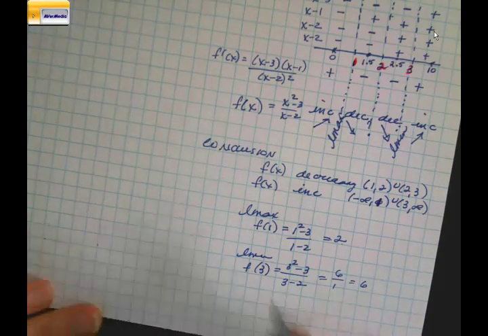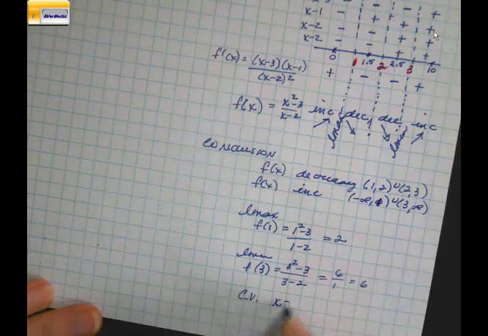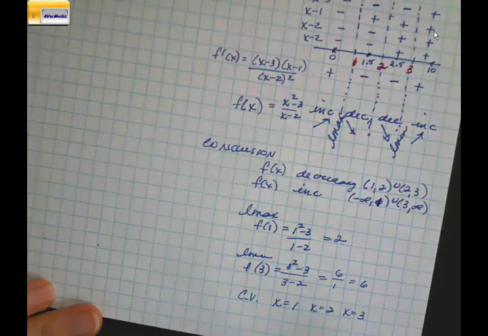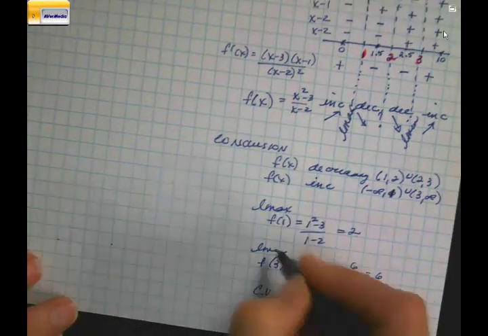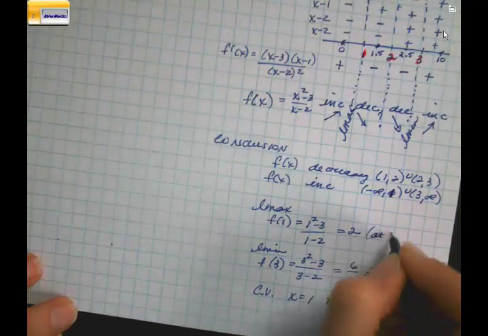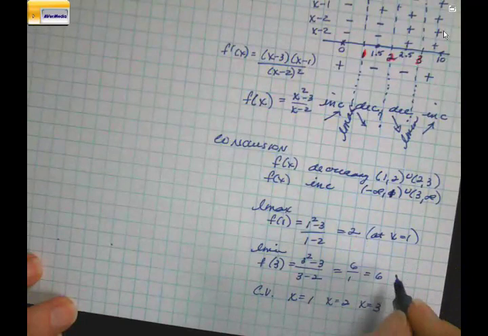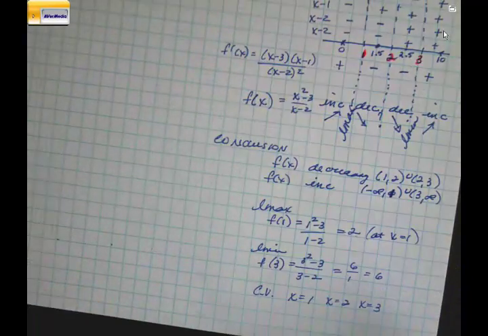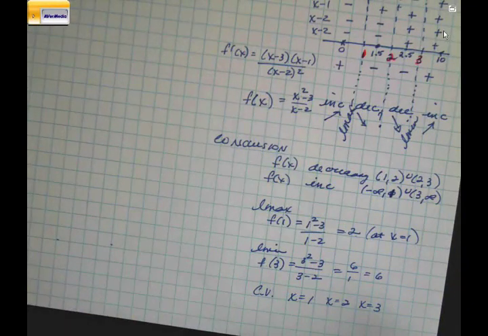So now all we have to do, and maybe we should actually put this on here, our critical values were where x was 1, x was 2, and x was 3. And I think we've answered pretty much everything they're going to ask me. So your local max is 2, occurring at x equaling 1. Your local min is... What have we done wrong here? That doesn't make any sense at all.